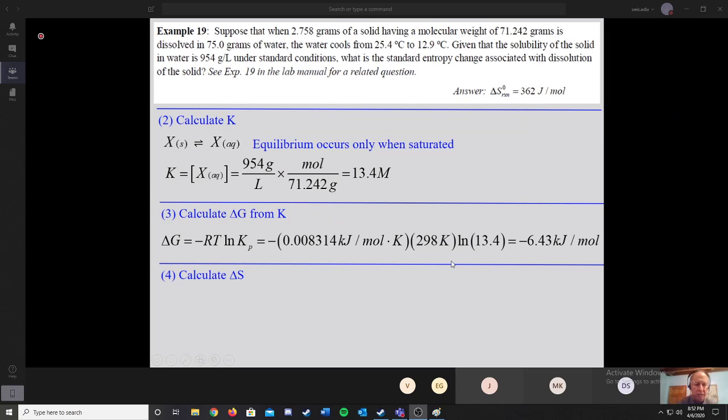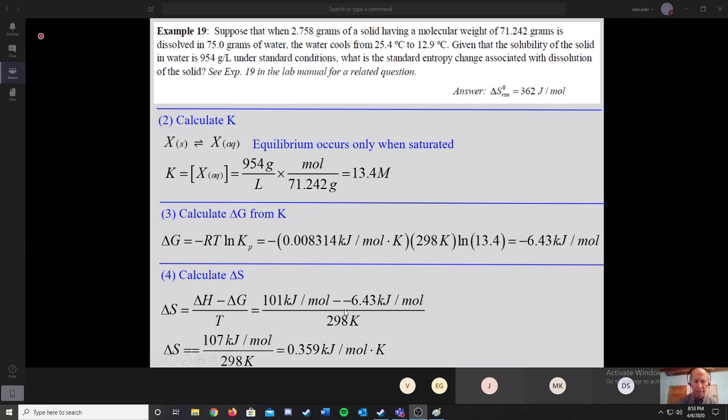Now we can finally calculate delta S. So delta S is equal to delta H minus delta G on T. And if we plug in everything from the previous steps, we have 101 minus the minus 6.43 divided by the 298 Kelvin. And that comes out to 0.359 kilojoules per mole Kelvin. Or if we wanted to express it in joules, it would be 359 joules per mole Kelvin.